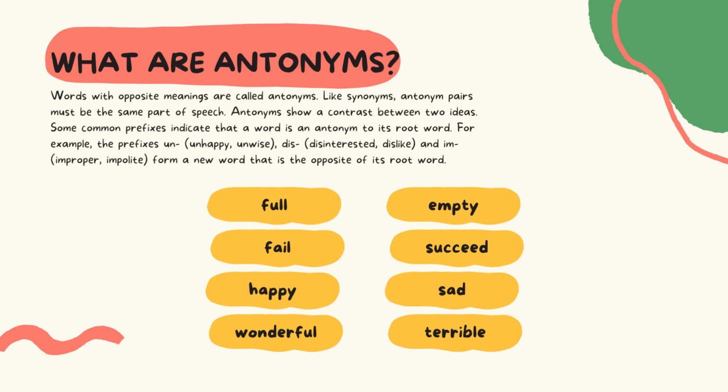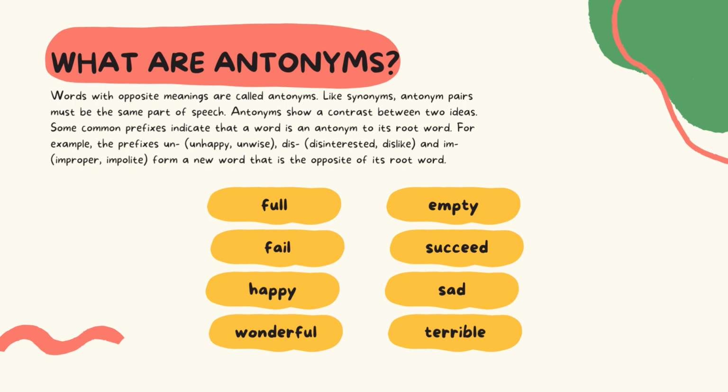antonyms have to be in the same category or the same part of speech. So, adjective, adjective, noun, noun, verb, verb, and so on. Antonyms show a contrast between two ideas. Okay, so a contrast is when one thing talks about one specific topic and the other one is the total opposite of the previous idea. So that's why it is a contrast.